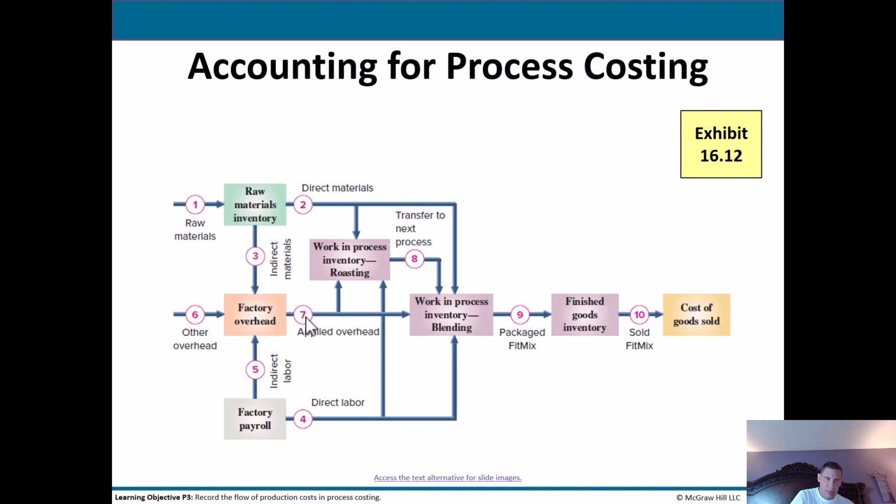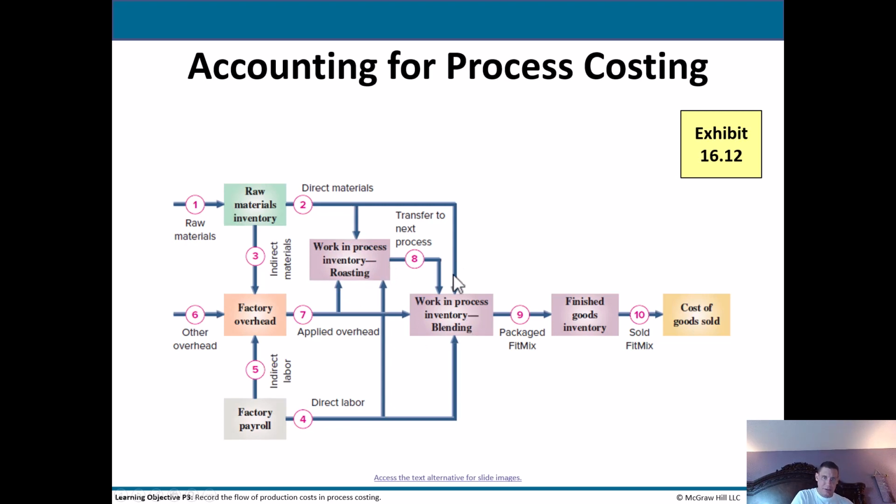All right, so let's talk a little bit more about some of the accounting going on. We talked more about the numbers here, but not so much the accounting. So you can see number 1, raw materials inventory. We have materials being transferred from raw materials inventory. This is direct materials being transferred over to work in process, the assembly line, or in this case, the department. And then you've also got work in process inventory, the roasting and the blending. These are the 2 different departments.